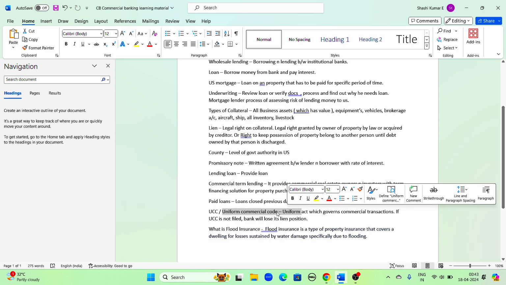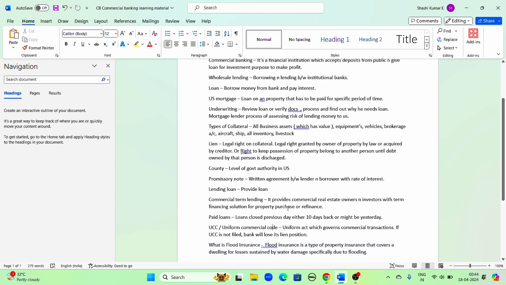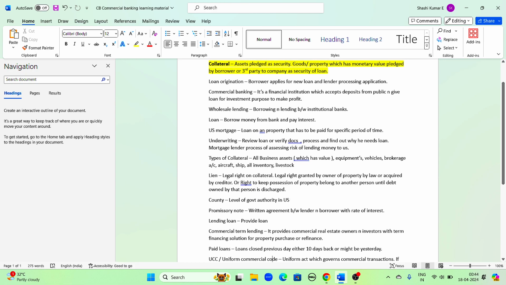UCC, Uniform Commercial Code, is a uniform act which governs commercial transactions. If UCC is not filed, the bank will lose its lien position. So many terms are mentioned, like lien.